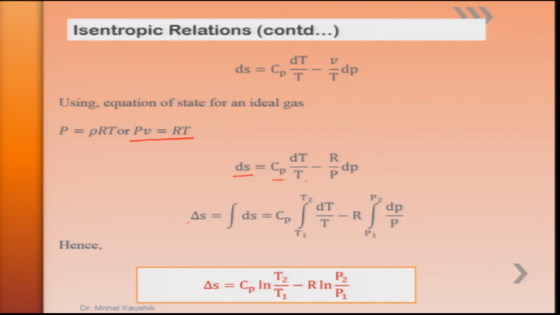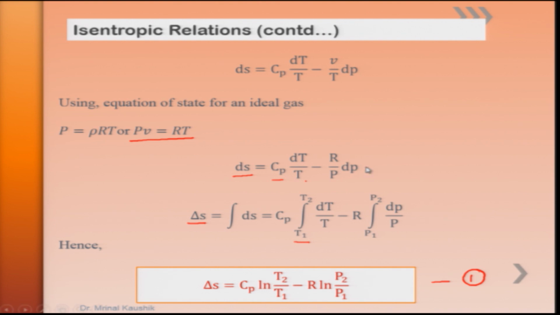Let us say the change in entropy of the process is delta S, integral of ds is equal to Cp, and the temperature is changed from T1 to T2 because the system is brought from state 1 to state 2, and the pressure is changing from P1 to P2. Doing the integration, dT by T becomes ln T, and dp by p becomes ln p, and hence substituting the limits, we get delta S is equal to Cp ln T2 by T1 minus R ln P2 by P1. This is the first relationship of entropy change for a perfect gas.